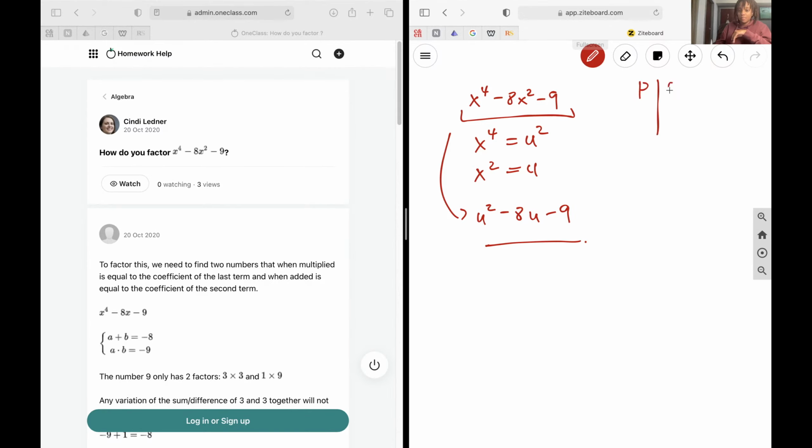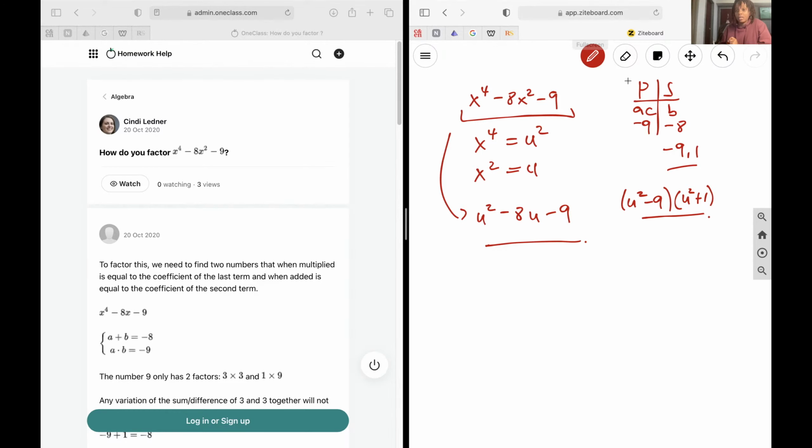First, product sum just states that for the expression au squared plus bu plus c, I would like the sum to equal b and the product to equal ac. In my case, ac is -9 and b is -8. So what two numbers can I add to get -8 and multiply to get -9? Those two numbers are -9 and 1. And so my solutions will be u minus 9 and u plus 1.